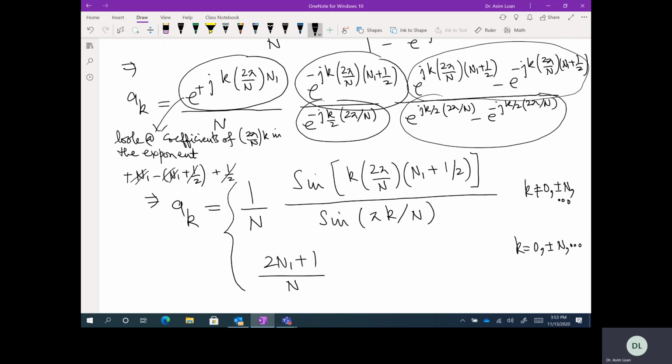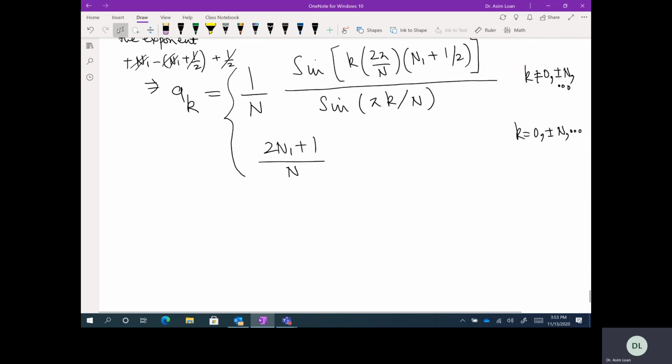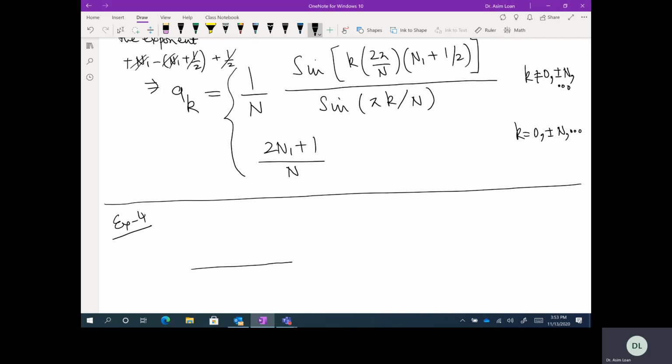Okay, good. So let's do an application of this. Suppose we have this function.